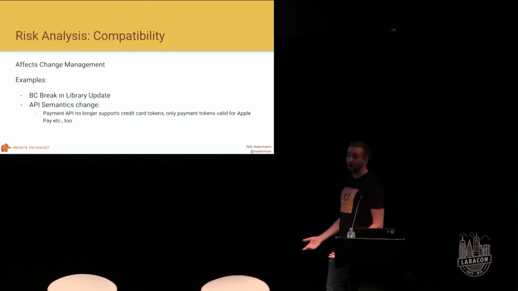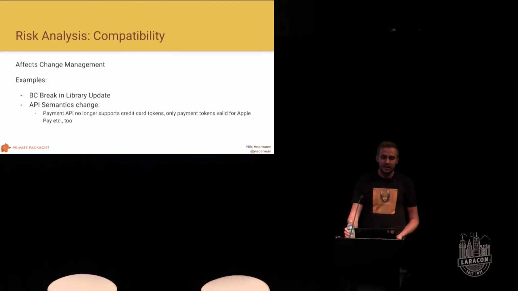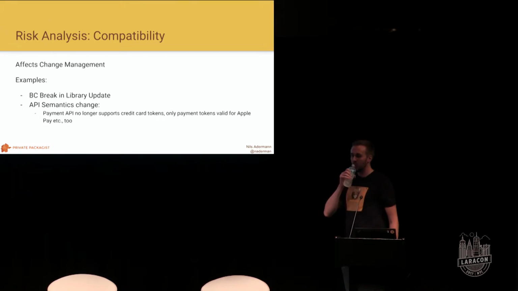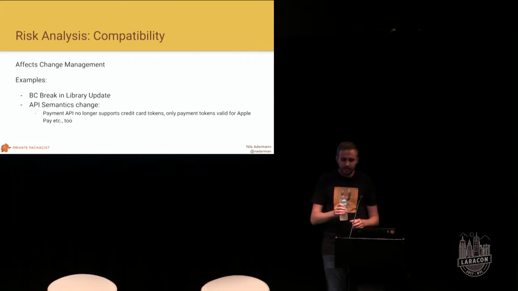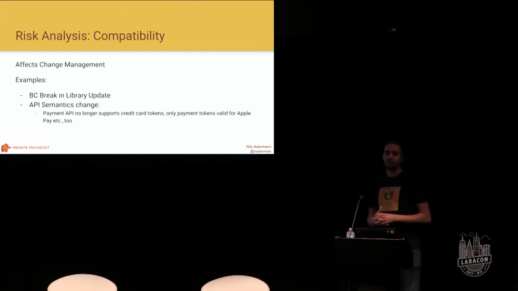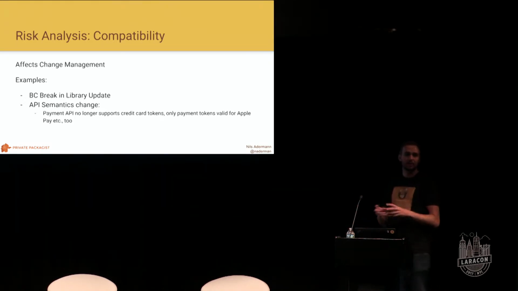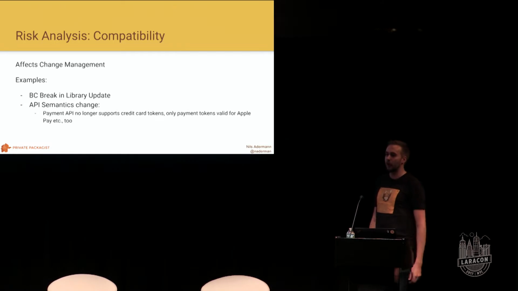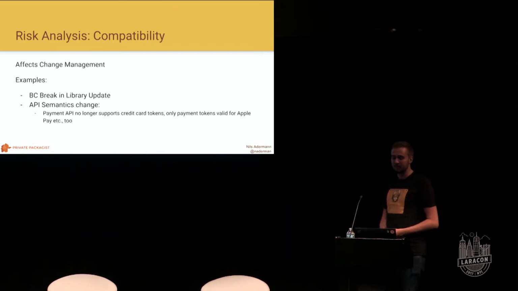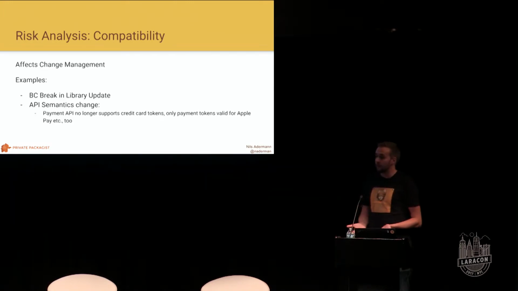Another type of risk, compatibility. This affects, rather than the assembly process, the change management. Right, so I'm sure we've all seen backward compatibility breaks in library updates. Some library is updated, some call I make to it suddenly doesn't work the way it used to work. My application stops working the way that I expected. Same thing can happen with APIs that you're using.